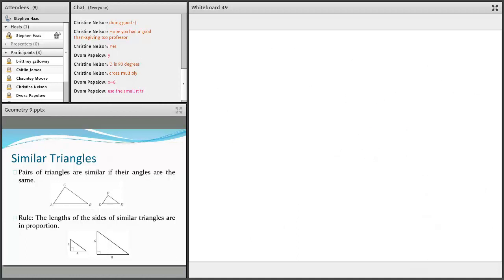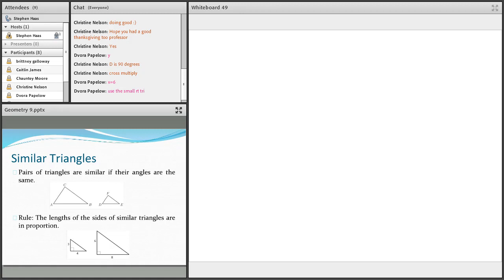A similar triangle works as follows. Pairs of triangles are similar if their angles are the same, and the ramification of that is that the lengths are in proportion. As you can see from the diagram over here, we've got two triangles. Their angles are the same. Now, we don't know that, but I'm telling you that their angles are the same. And their sides are in proportion, which means the one on the left is 3 and 4, whereas the one on the right is 6 and 8. And those, of course, are in proportion.